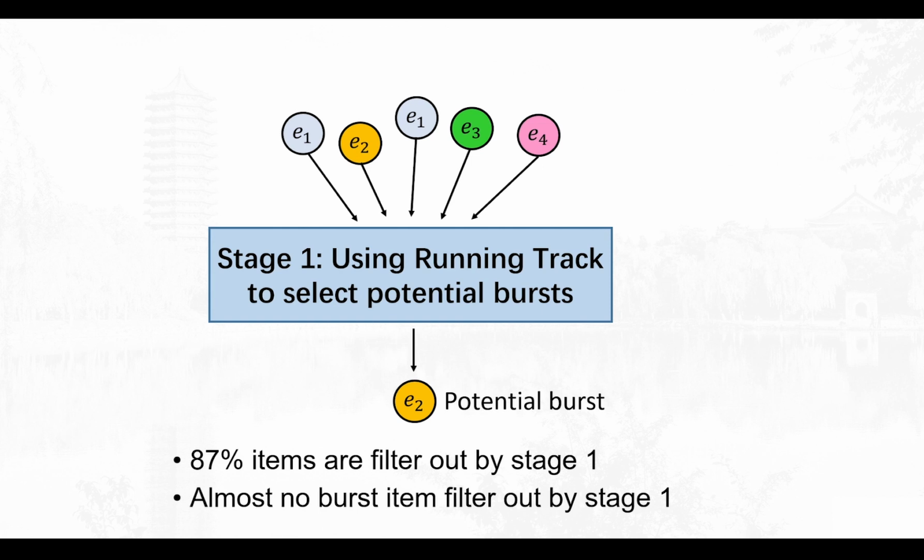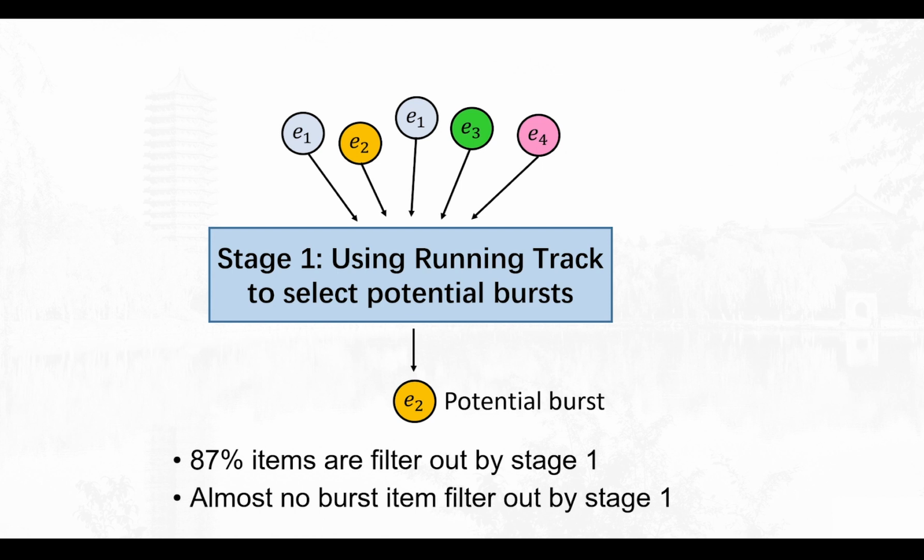Stage 1 uses the technique of running check to select potential burst items and send them to Stage 2. The technique of running check means that we randomly send items to different running checks and let the items in the same check compete. The fastest item, that is, the champion of each check, has a chance to be regarded as a potential burst. We can see that lots of items are inserted into Stage 1, and just a few items will be regarded as potential items.